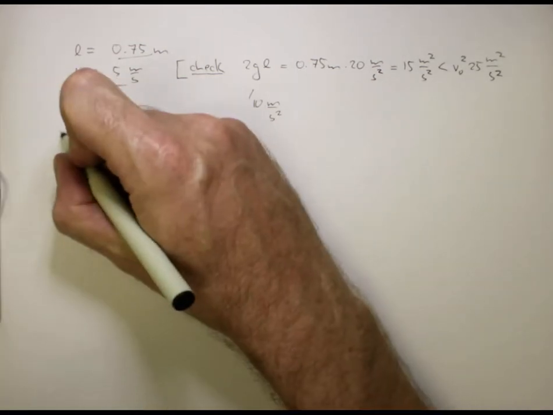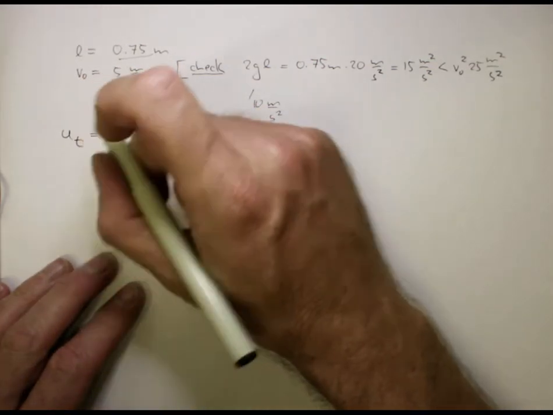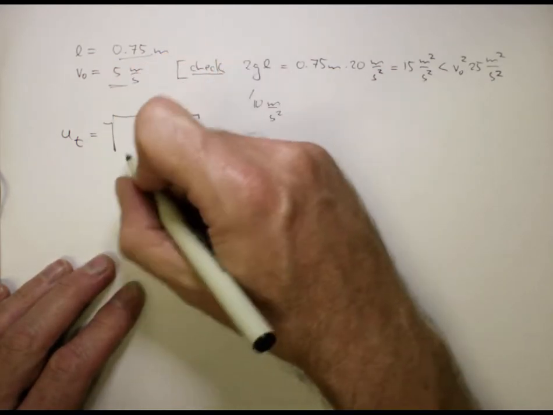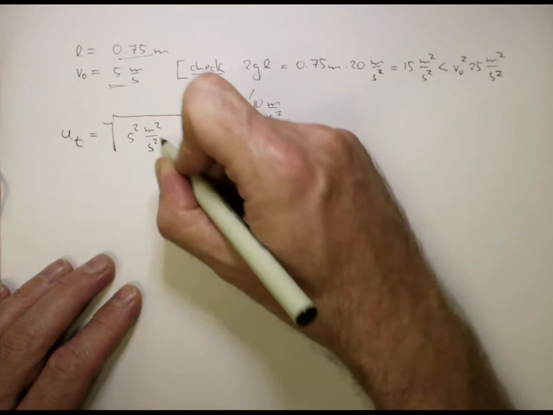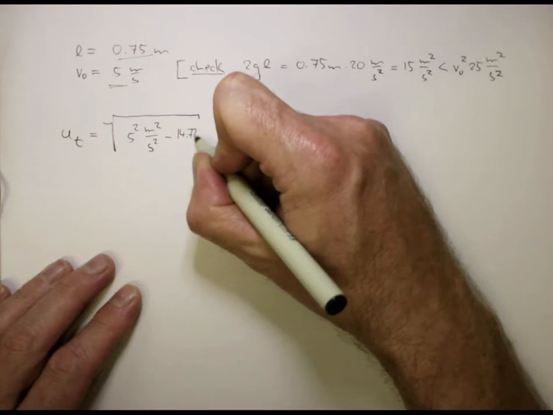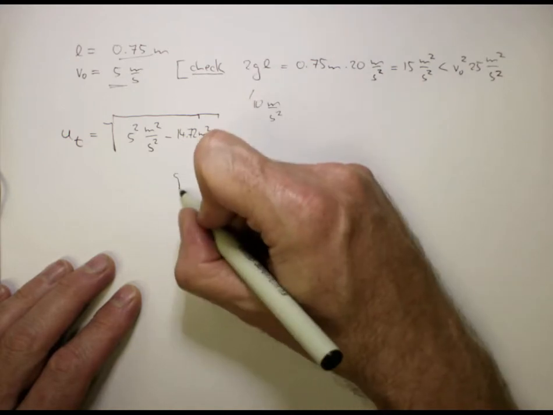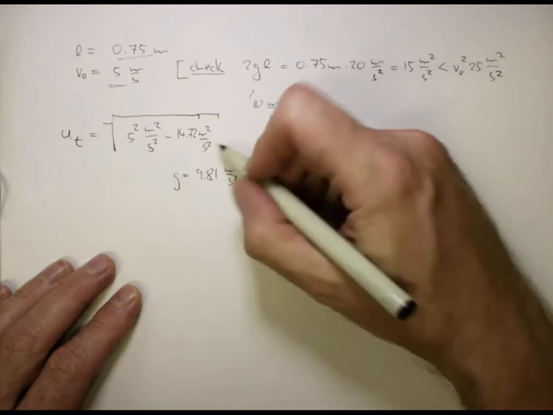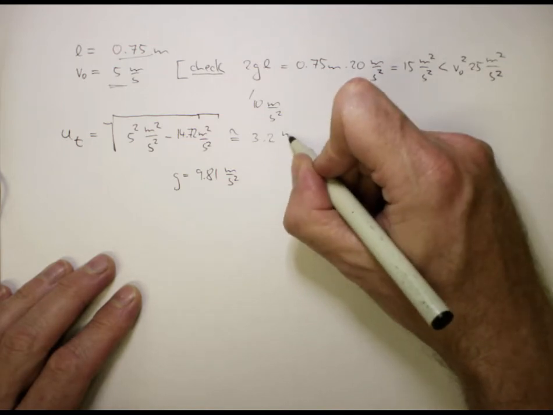If we then substitute into these two equations for v_t and v_b, we get the square root of 5 squared times the unit meters squared over seconds squared, now minus 14.72 meters squared per second squared. Here I've used g equal to 9.81 meters per second squared, and by working out the square root we find that that's equal to 3.2 meters per second.